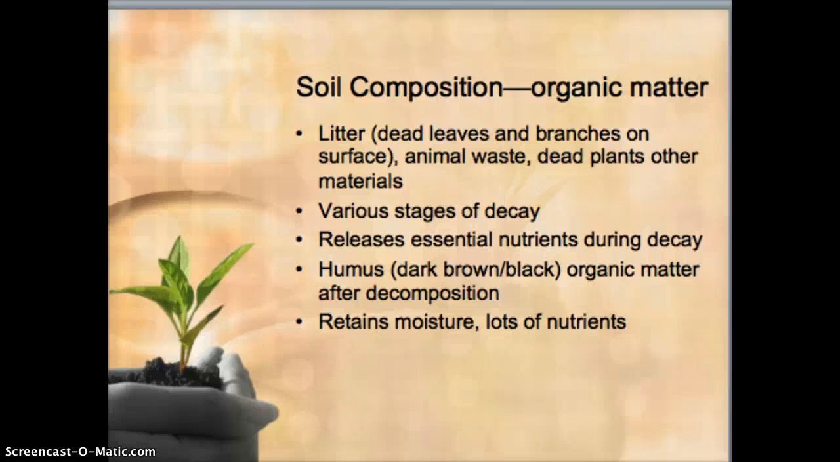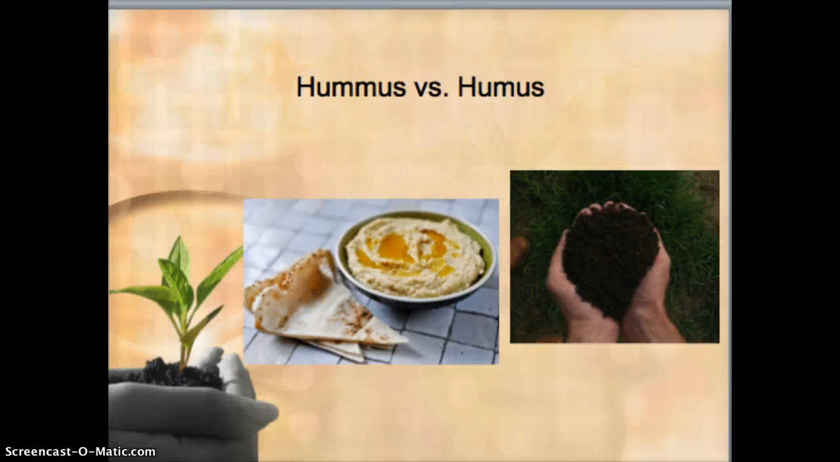Humus is a dark brown or black organic matter that's formed after decomposition. Very important for soil because the organic matter retains a lot of moisture and has lots of nutrients. Do not confuse these two words. You have hummus and you have humus. They are usually pronounced the same, but one is a fairly tasty treat that you have, and the other one is dirt. So humus is brown dirt, a type of organic matter that has been decayed. Very good for soil.